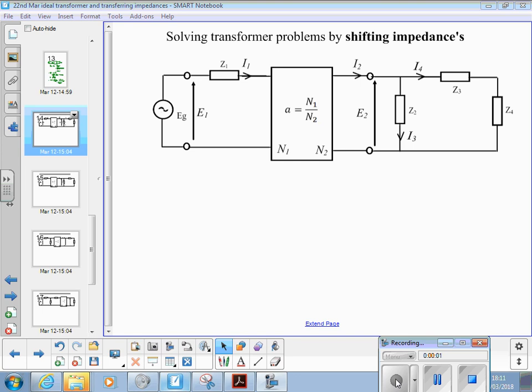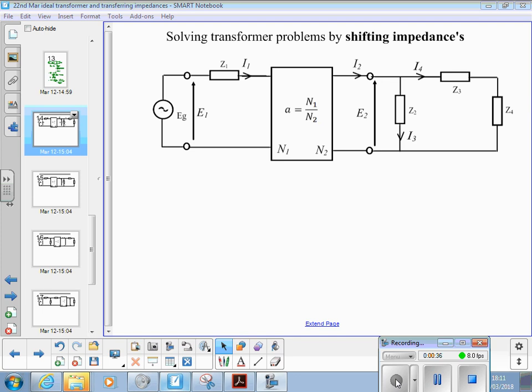We looked last time at where we transferred or reflected an impedance from one side of a transformer to the other. And being able to analyze for transformers, that's a useful concept because we're going to develop a model of a real transformer so we can represent the losses in it. And we need to be able to use this skill to analyze those transformers and find out what the relevant values are.